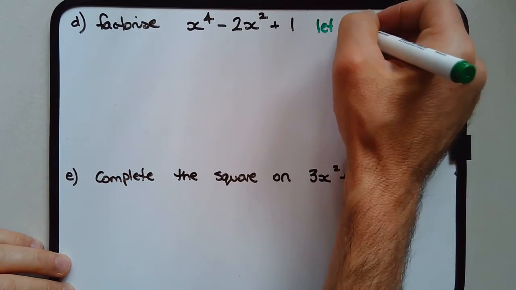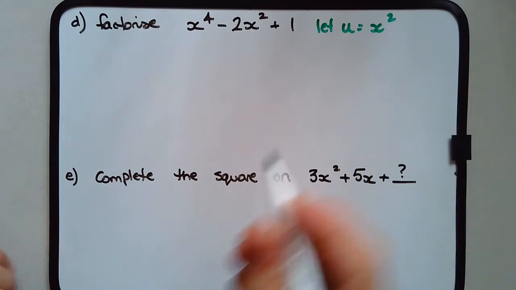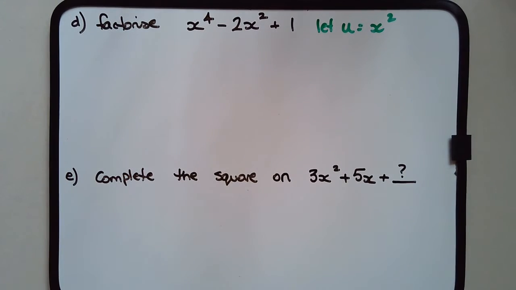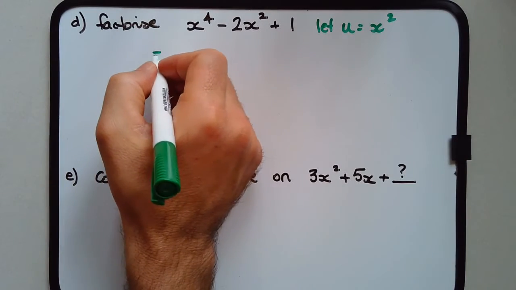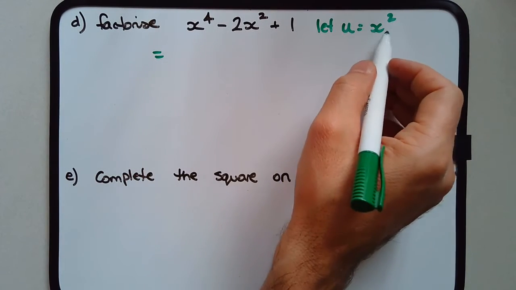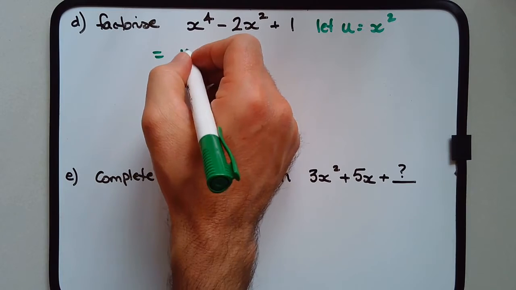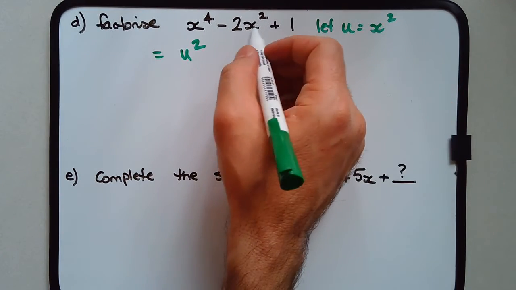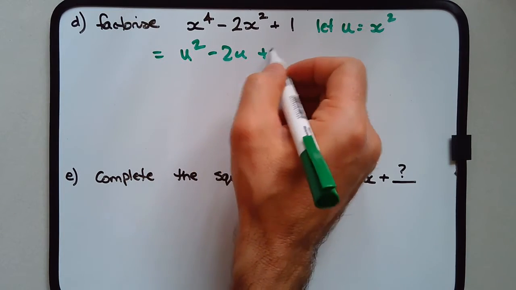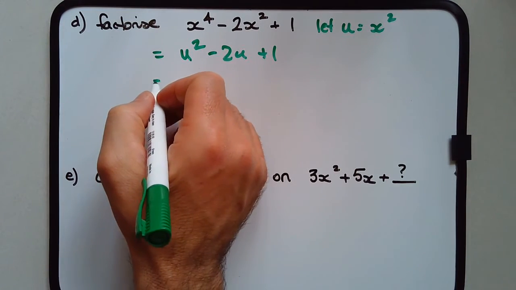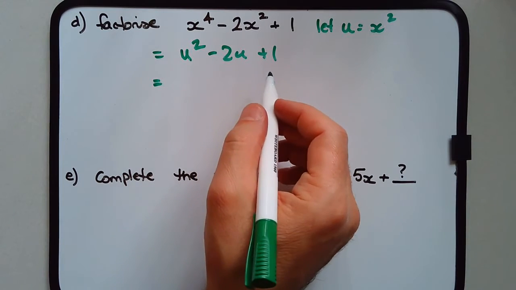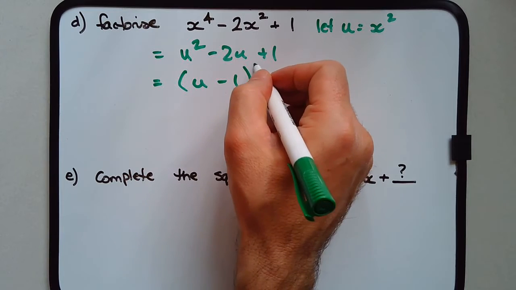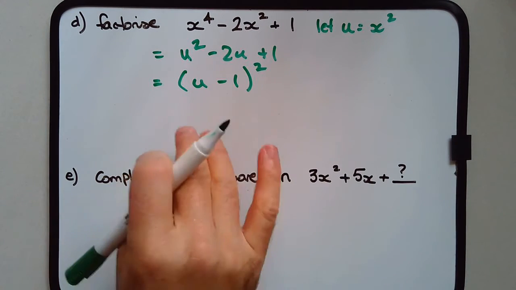So why don't we say let u equal x squared, and we're going to masquerade this x to the power of 4 in terms of u, or we're going to express it in terms of another pronumeral. So if we substitute u for x squared, then x to the power of 4 is just u squared. 2x squared, well, if u is equal to x squared, why can't we just substitute the u for x squared? So that's minus 2u plus 1. And that's actually a perfect square, isn't it? That's just the perfect square, u minus 1, all squared. Hopefully, so far we agree with that.